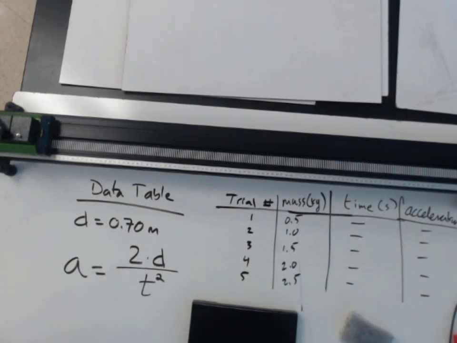Look in the analysis section in the lab instructions. We should also be creating a graph of some sort where you put mass on one of the axes and acceleration on the other axis and see what kind of pattern that we see.